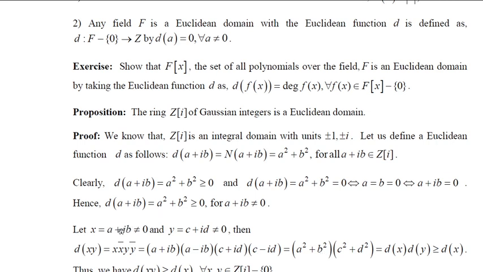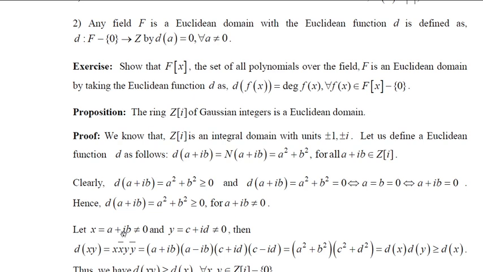x is a plus ib, y is c plus id. This is nothing but x into x bar, y into y bar, because you have defined d(a plus ib) as a square plus b square. What is a square plus b square? I can write this as (a plus ib) into (a minus ib), which is a square plus b square.